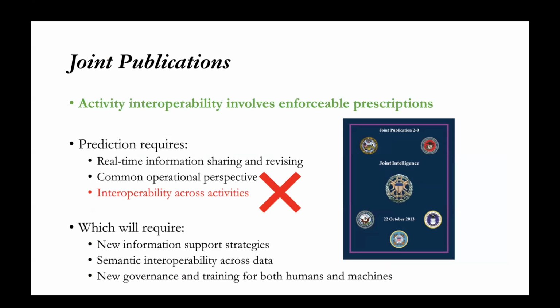Activity like predicting mass information failures and fires does require joint activity, joint coordination across groups. It involves enforceable prescriptions, things you can say: do this, train this way. Unfortunately, I don't think it particularly provides precise guidance for interoperability across activities. This is not to say that this document isn't very valuable. Of course, it's very valuable, and of course, it stood the test of time. They continue standing the test of time.